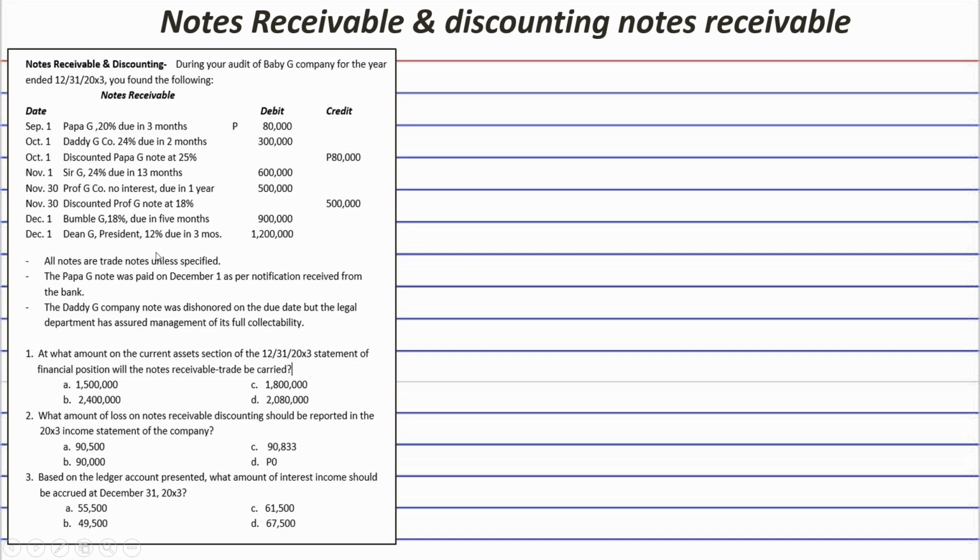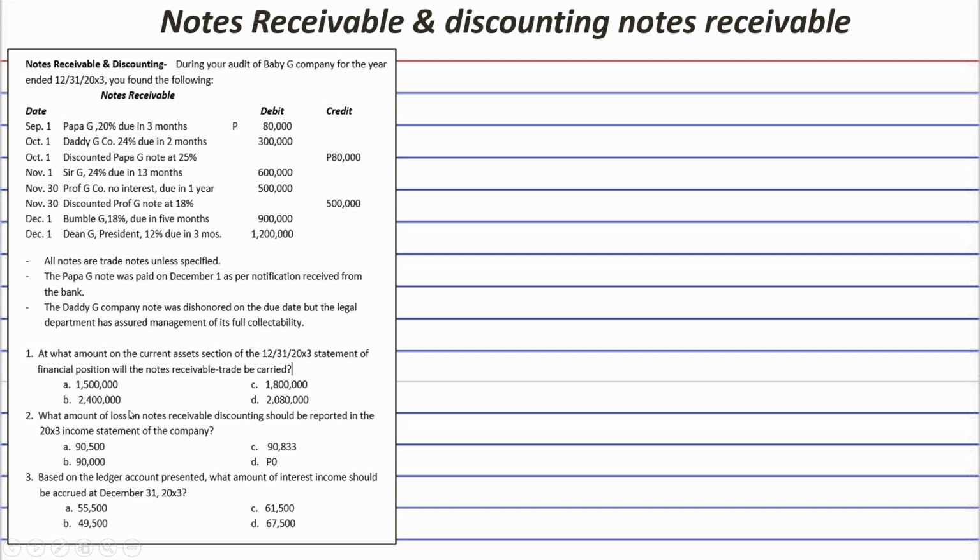Now, you can pause this video to fully read the comprehensive problem. And if you want to do that, pause it now and read the problem. Okay? Now, if you have finished reading already, again, you will realize that Baby G has a lot of debtors who issued promissory notes. And some of those notes were discounted or sold, and one of it is dishonored, while the others are still outstanding as of the year end of BBG. Okay? Now, since you have already read the problem, let's try to solve it.